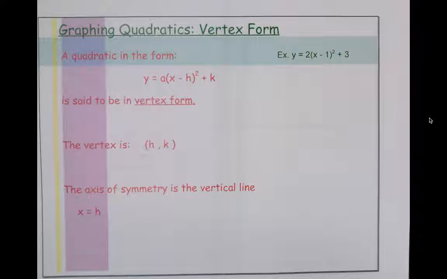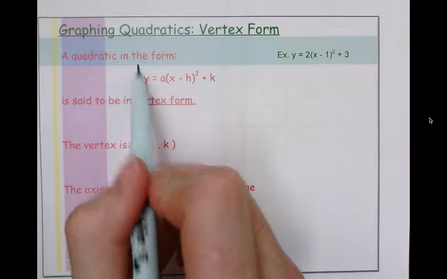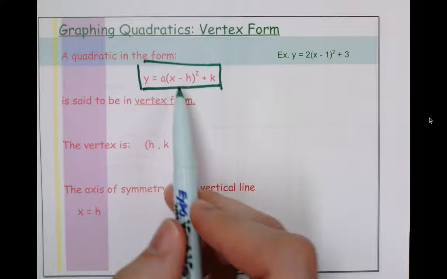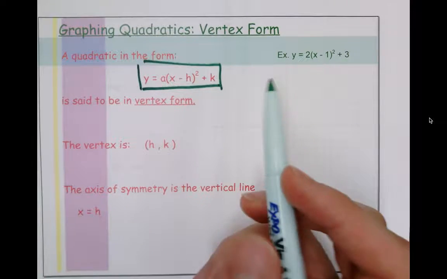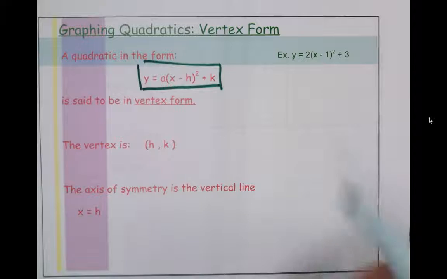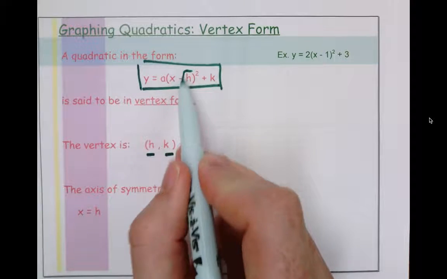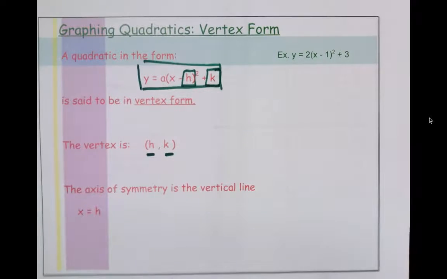What we're going to take a look at here is graphing quadratics that are in vertex form. If you remember from our Desmos discovery, vertex form is y equals a(x minus h) squared plus k. And the following things are true about this form. We have the point (h, k), and that makes up our vertex.